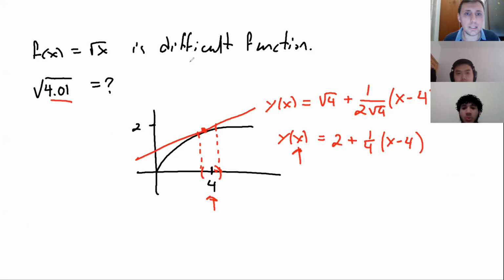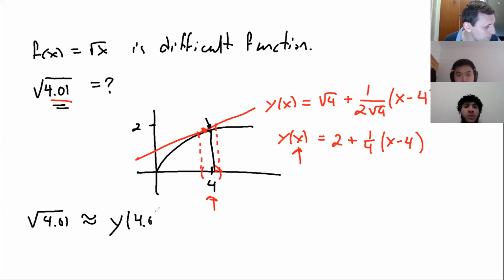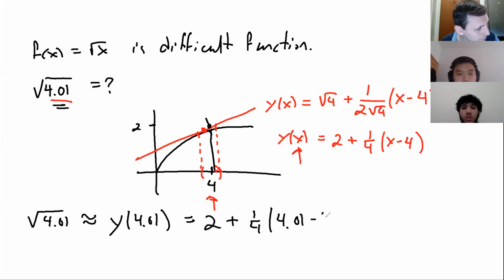I am thinking that, you see, that's the black curve. Let's say here is the black curve position. That's this number here. And instead I will calculate it on the line. So I'm going to say that root 4.01 is approximately y of 4.01, which equals 2 plus 1/4 times 4.01 minus 4. Are you with me?